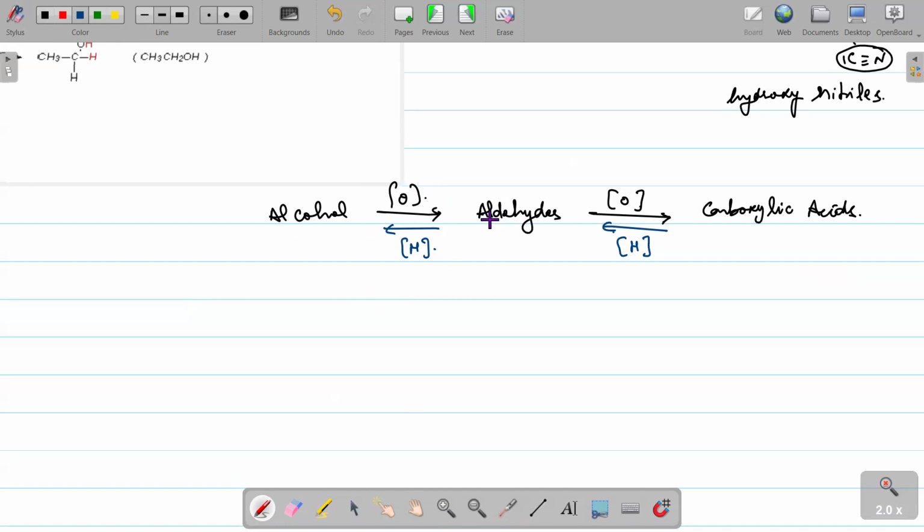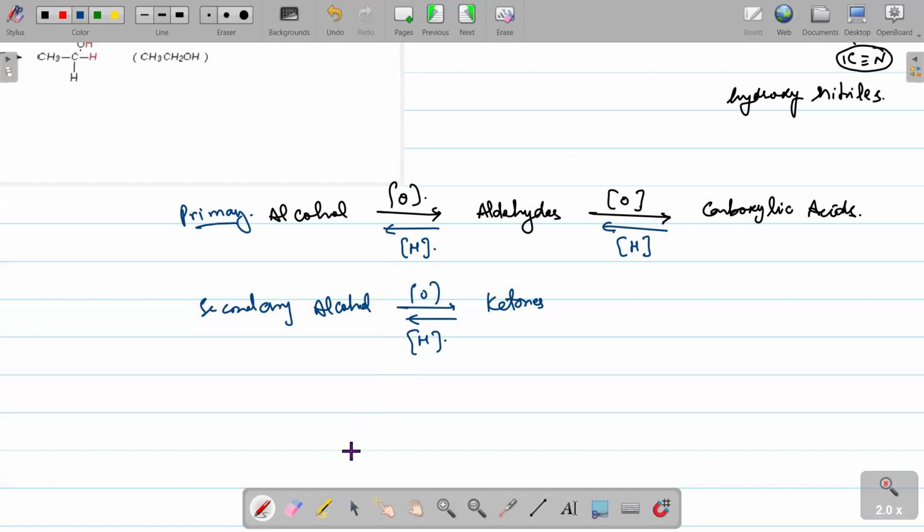And remember one thing, that primary alcohols give us aldehydes, but if we take secondary alcohols, then their oxidation gives us ketones, and the reverse of that is reduction. It means the reduction of ketones gives us secondary alcohols. So now, as we are discussing the reactions of aldehydes and ketones, let's talk about the reduction.